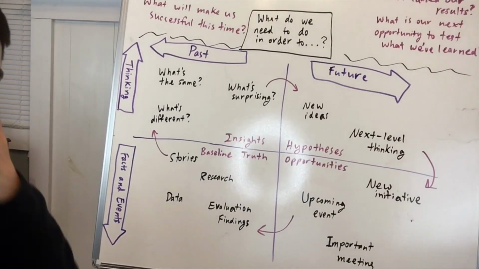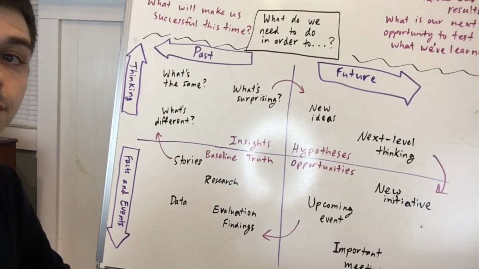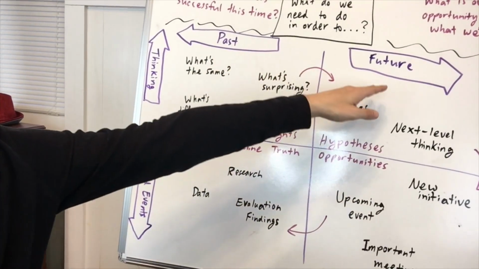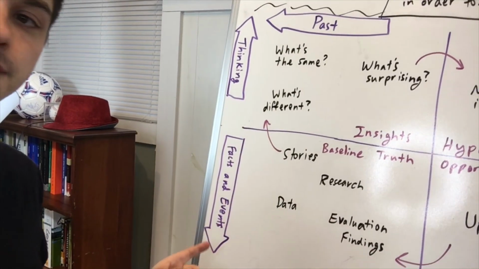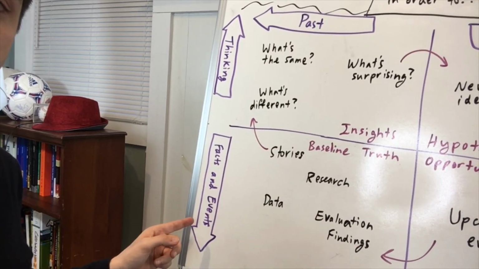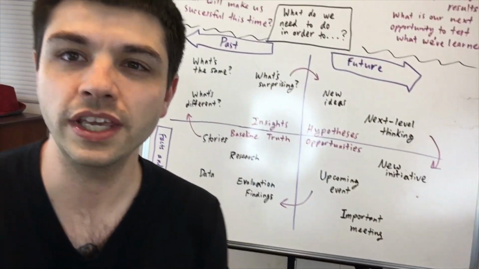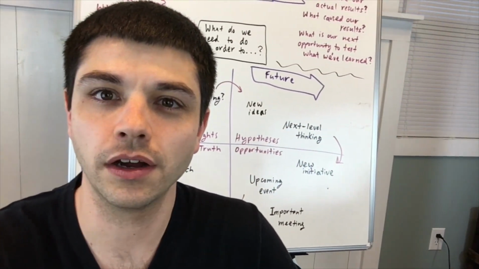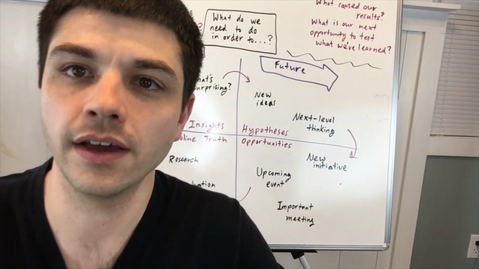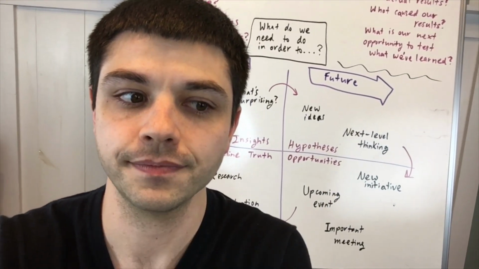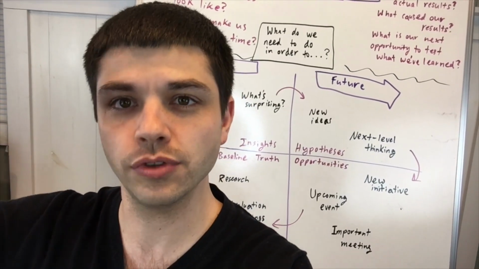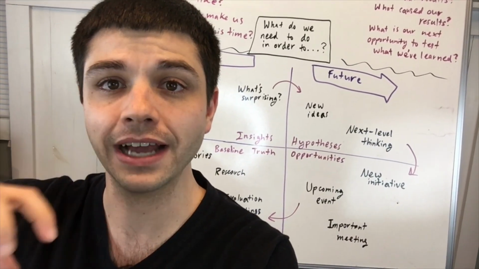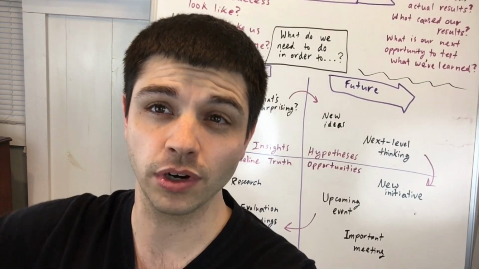All right, so you can see that we have past and future. And on this side, we have thinking, and we have facts and events. So each of these groups are really important because they are going to help us understand how everything works together, how we're moving from the past to the future, how we're moving from facts to just ideas that we're coming up with.